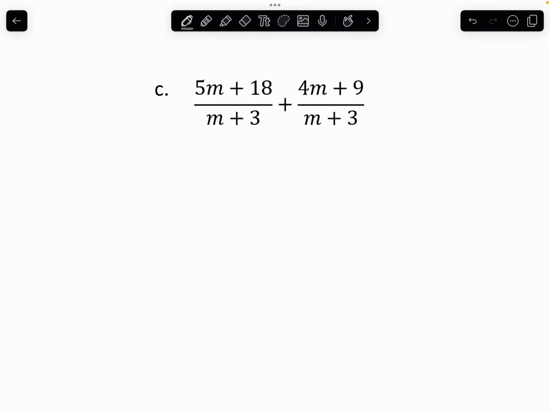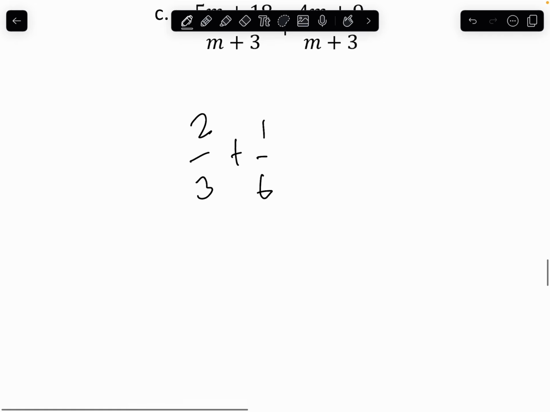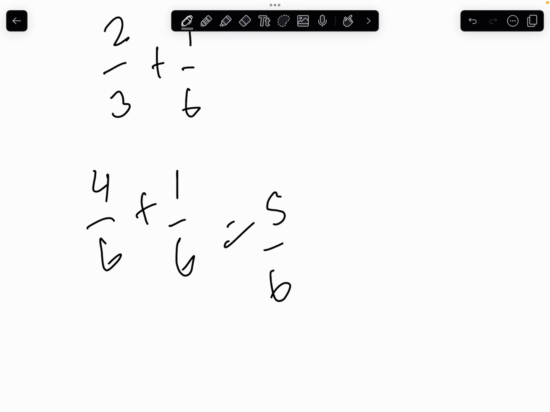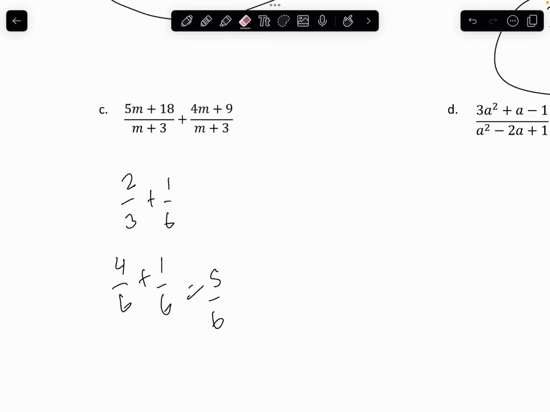Alright, next one. For addition, let's say you have 2/3 and 1/6. You can't combine these because they have different denominators. So you have to make them have the same denominator. So you can write 2/3 as 4/6. That's 1/6. And now you can combine them, so that's going to be 5/6, right? Same thing with factored letters and all that.